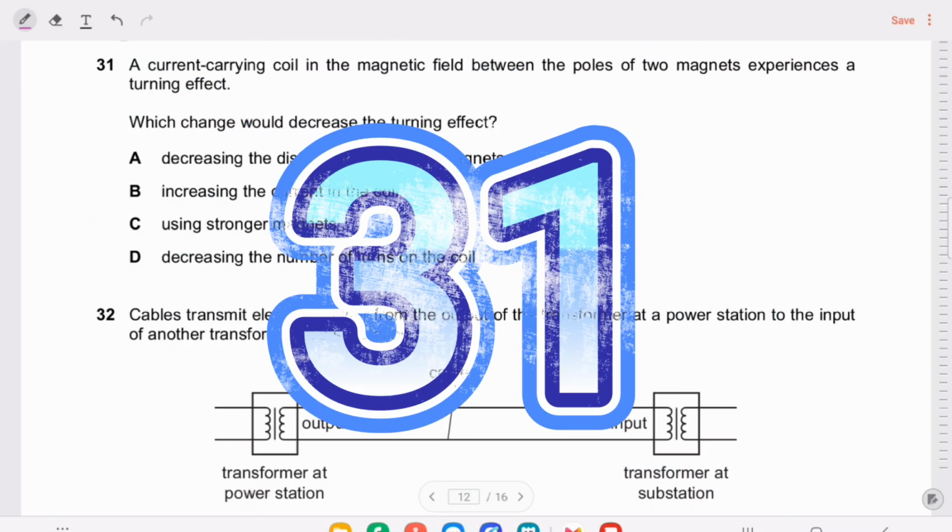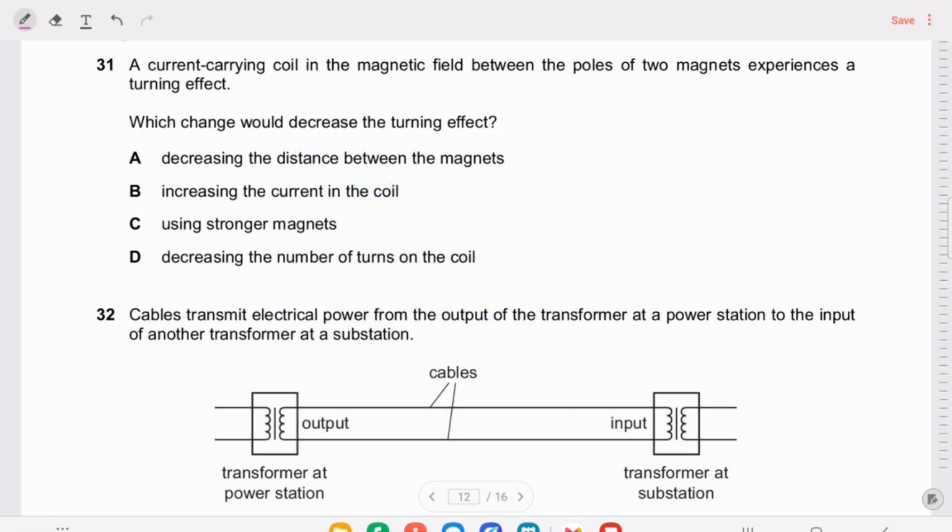A current carrying coil in the magnetic field between the poles of two magnets experiences a turning effect. Which change would decrease the turning effect? Decreasing the distance between the magnets, increasing the current in the coil, using stronger magnets, decreasing the number of turns on the coil. This is the motor effect.